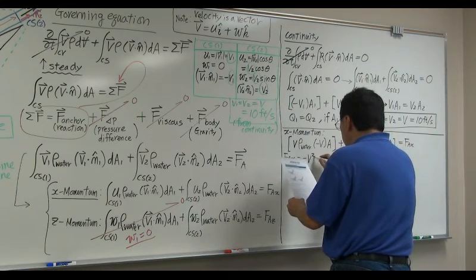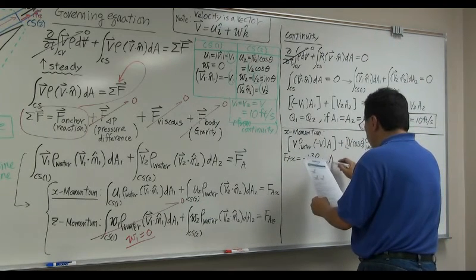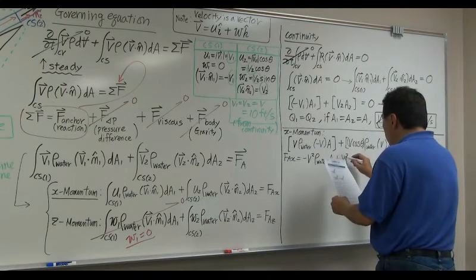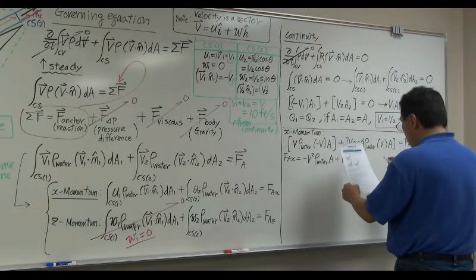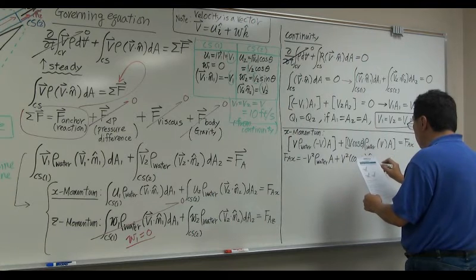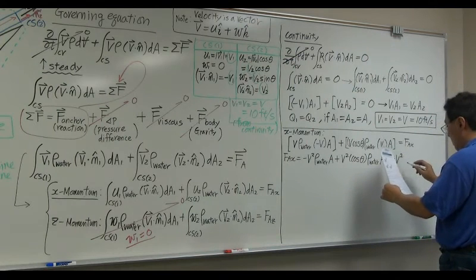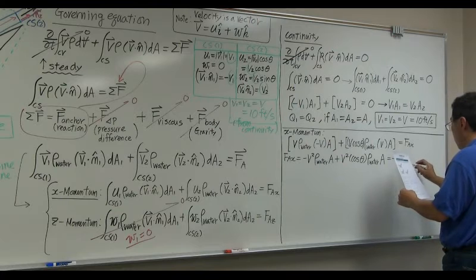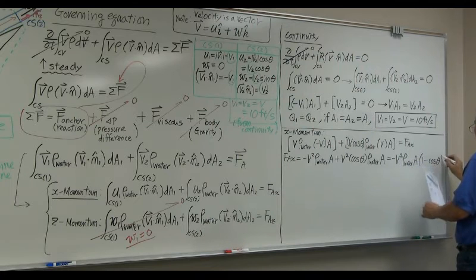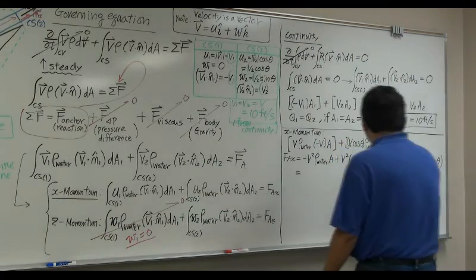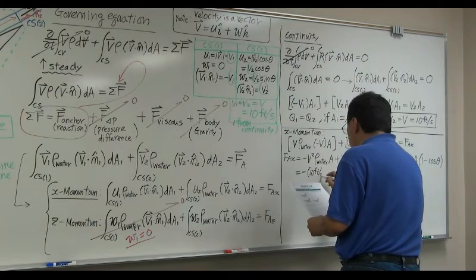minus b squared rho water cross section area A plus b squared cosine theta rho of water cross section area A, which is equal to minus b squared rho of water cross section area A times (1 minus cosine theta).